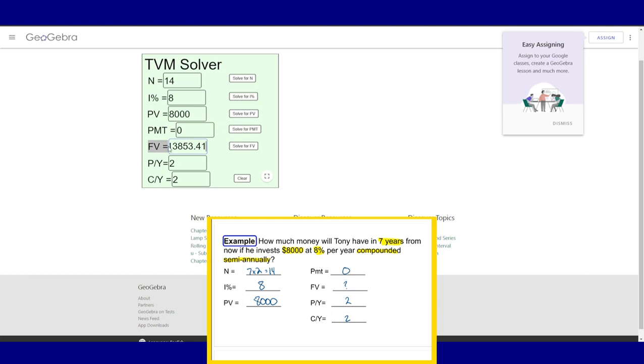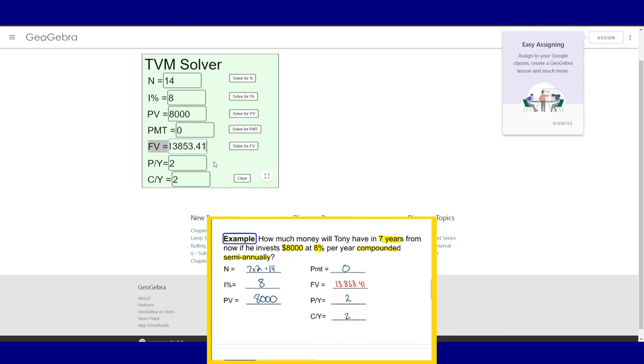Now you might need to click on the box to see the actual full decimal places or the 2 decimal places. But we can see that our future value after 7 years compounded semi-annually at 8%, that $8,000 will become $13,853, I believe it was 41 cents. Yes. So again, main thing is just finding the values and just entering it into the TVM solver. We don't really have to do too much more than that. The main thing is just understanding what the variables represent, so that when we go through and solve, it's a little bit easier.